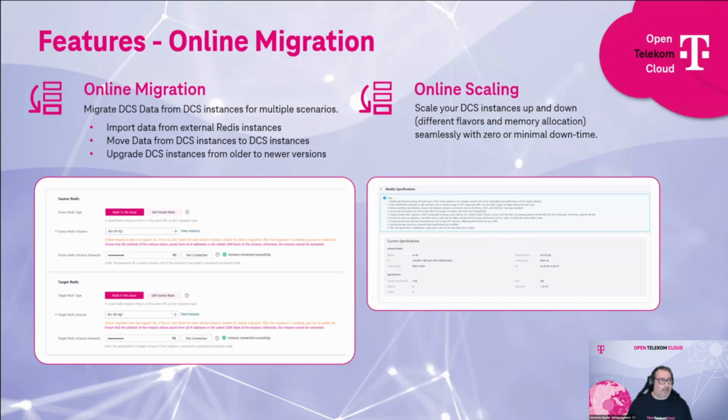This is very useful, online migration, for example, when you want to upgrade a cluster from, I've just done this recently, from a Redis 5 to a Redis 6. So this is very convenient that you don't have to manually export and import all your data. So we have this integrated in our console that you conveniently can specify a source DCS system, a target DCS system, and then the migration is done automatically.